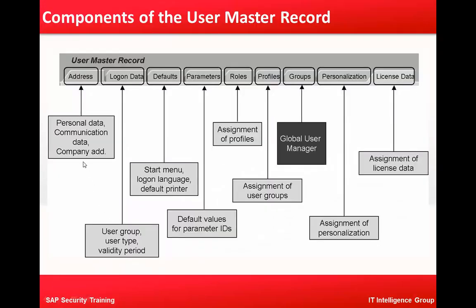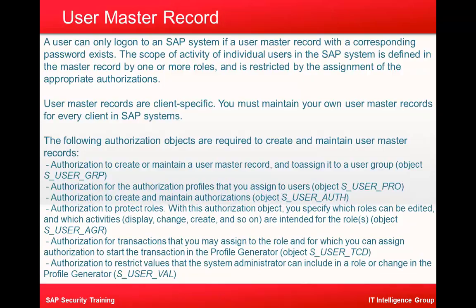Here you can see the address, basically the personal data, communication data, and company address. Next is the logon data that we saw: user group, user type, validity period. Next are the defaults, that is the menu, the logon language, and the printer. Then parameters, that is default values for parameter IDs. Roles, assignment of profiles. Profiles is assignment of user group, groups, global user manager, and personalization is assignment of personalization.